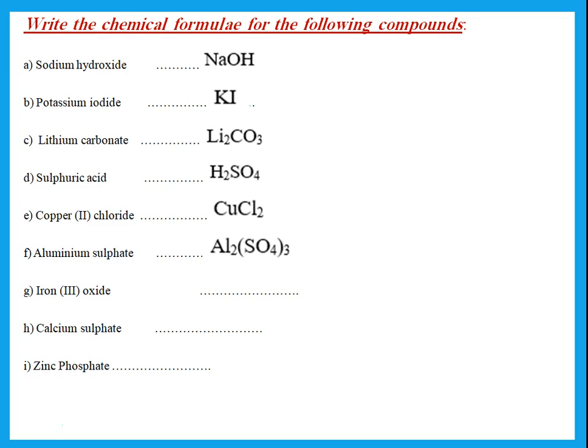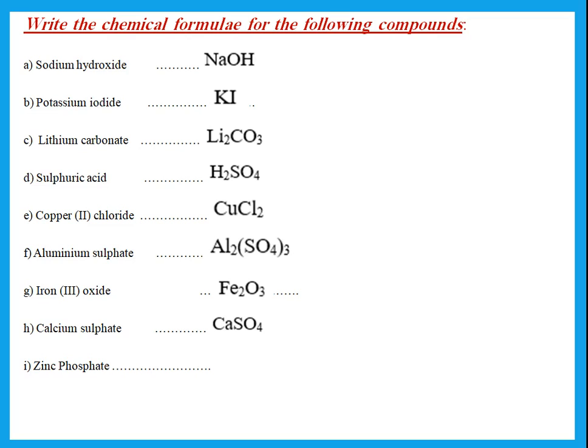Iron 3 oxide. Iron is Fe, oxide is oxygen. If I say iron 3, that means that the valency of iron is 3, so I put the 3 under the what? Under the oxygen. And the oxygen has a valency of 2, so I put it under the iron.